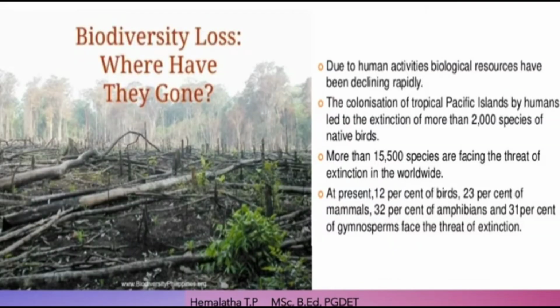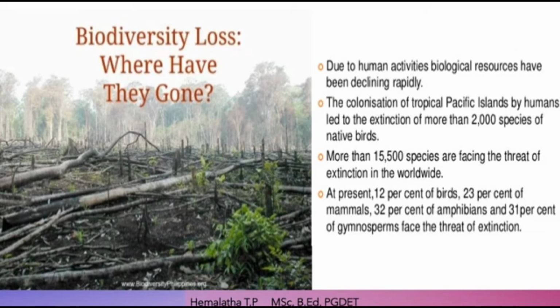What do you think, why will the species come to an end or why will the species be lost from the ecosystem? The main reason for the loss of biodiversity is human activities. Here are some examples to explain how human activities are resulting in the loss of biodiversity. The colonization of tropical Pacific islands by humans led to the extinction of more than 2,000 species of native birds, and more than 15,000 species are facing the threat of extinction worldwide.